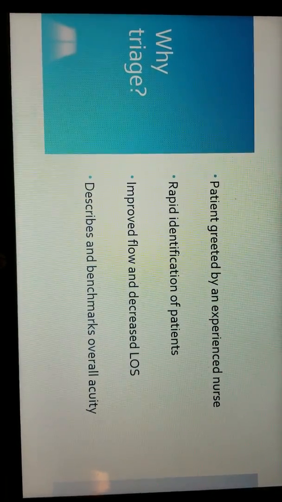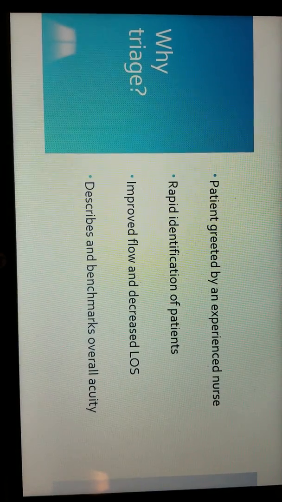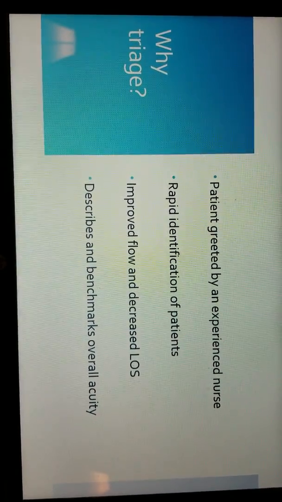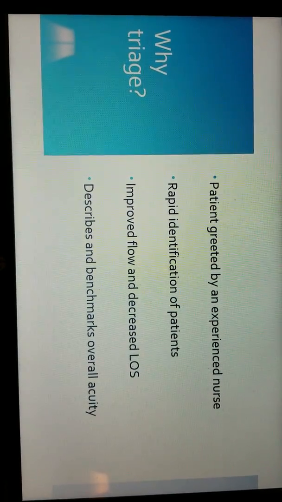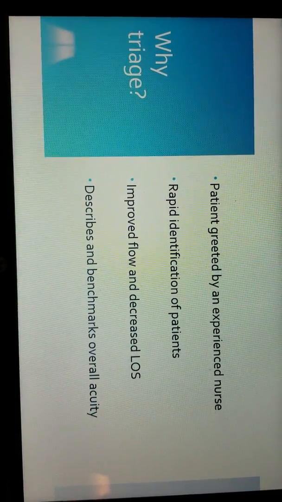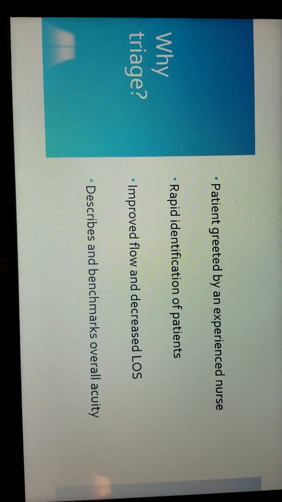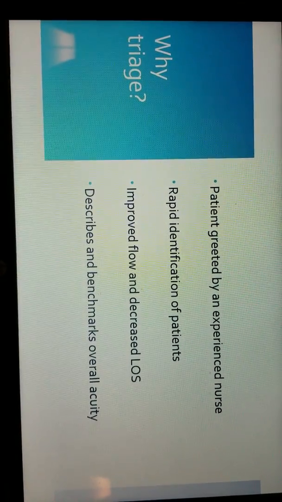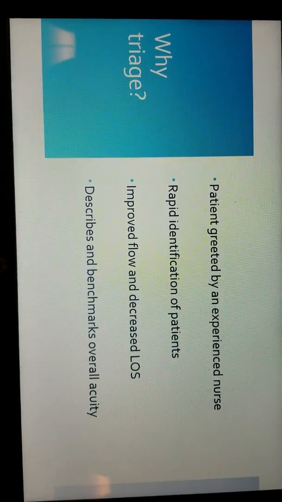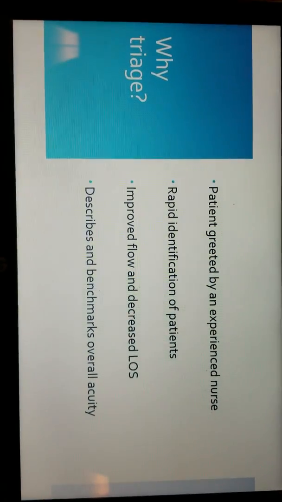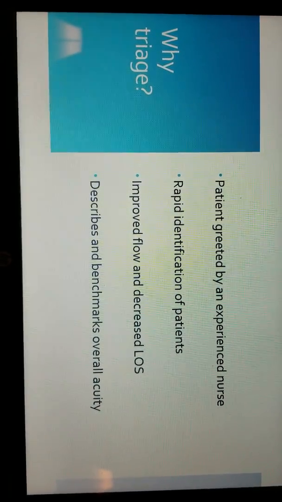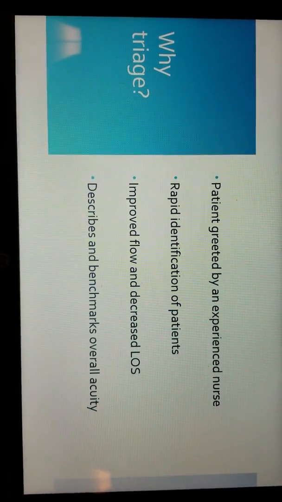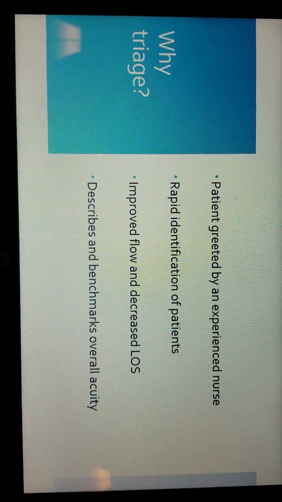One of the other things that's really important with triage that is sometimes overlooked is accurate triaging helps to describe and benchmark the overall acuity of an emergency department. This can be used for revenue determinations as well as appropriately staffing for an emergency department. So just within that last couple of minutes, I've shown you the importance of triage and a really, really basic idea of what triaging is.